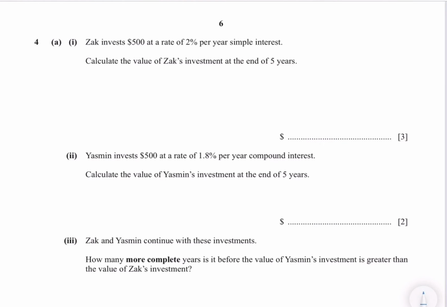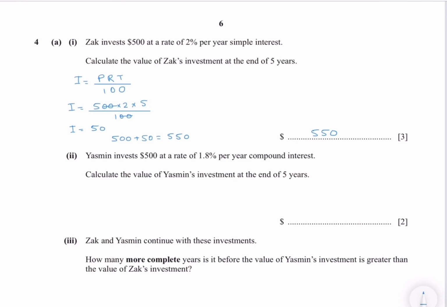Question 4a. Zach invests $500 at a rate of 2% per year simple interest. Calculate the value of Zach's investment at the end of 5 years. So I equals PRT over 100. So P is your 500, R is your 2%, and T is your time, which is 5 years, divided by 100. Simplify it. So you get 50. You add 500 to it. So $550 is Zach's investment at the end of 5 years.